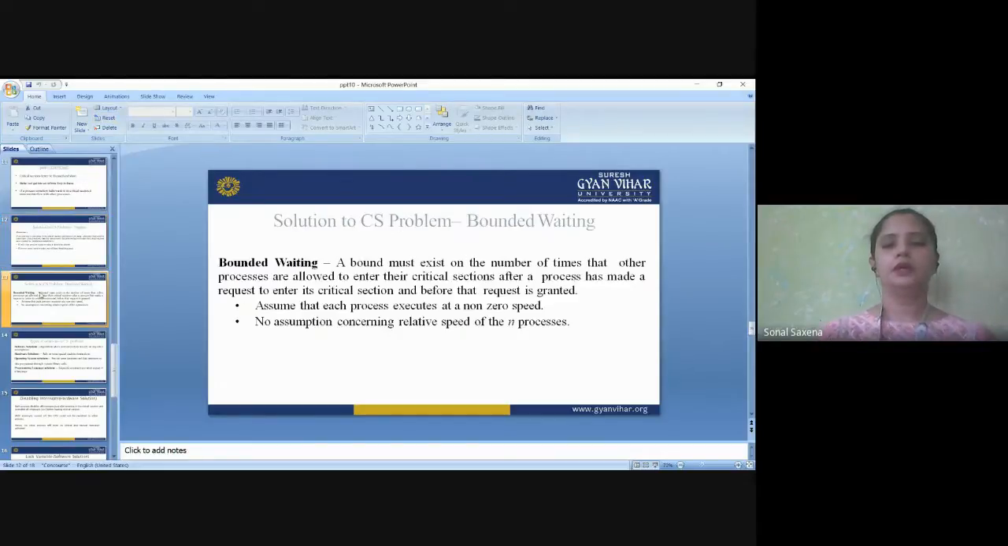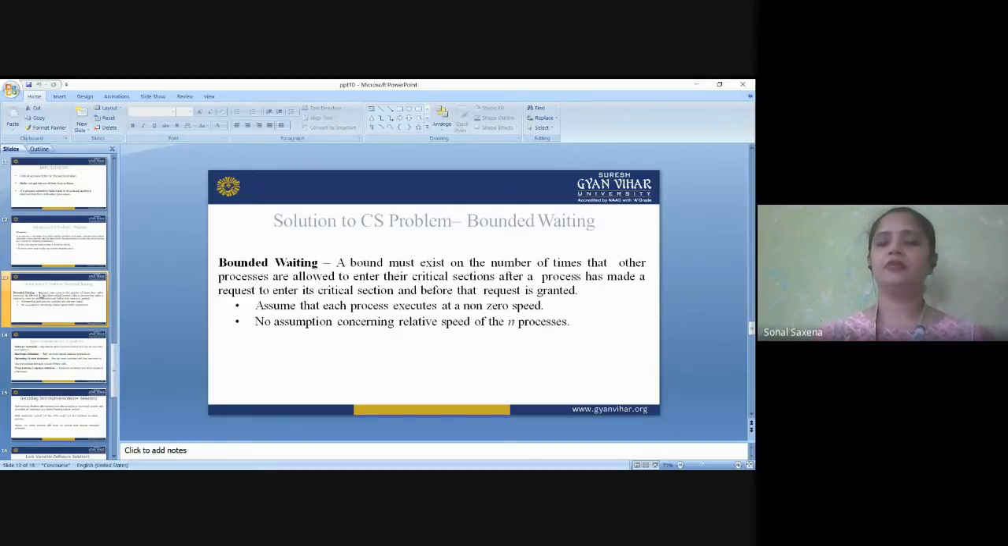Then the third solution is bounded waiting. Now, what is bounded waiting? See, a bound must exist on the number of times that other processes are allowed to enter their critical sections after a process has made a request to enter its critical section and before the request is granted. We need to assume that each process executes at a non-zero speed and make no assumptions concerning the relative speed of the n processes.